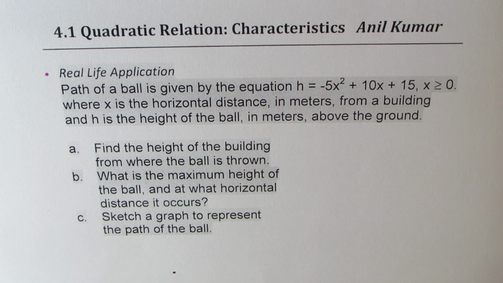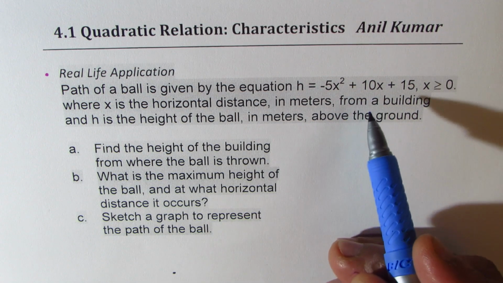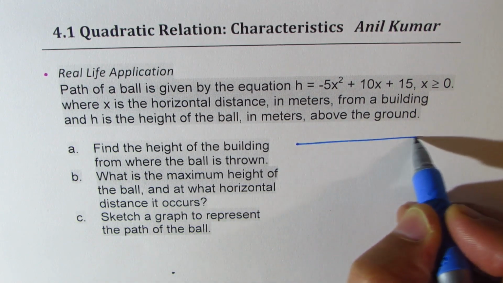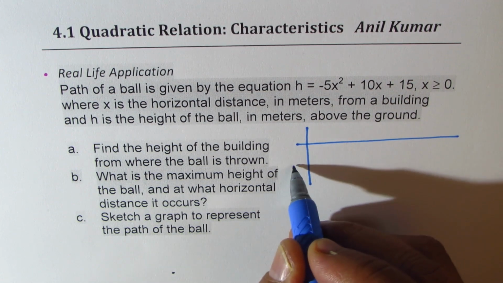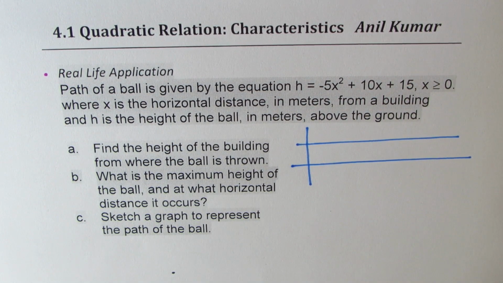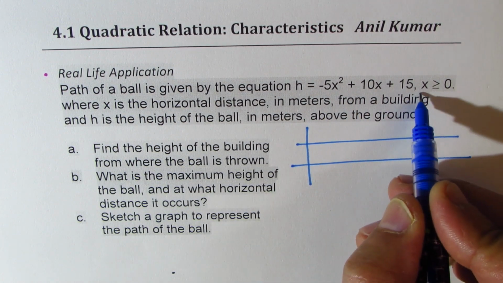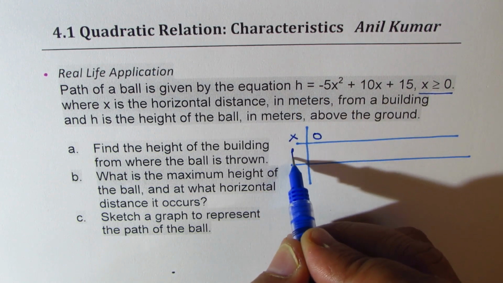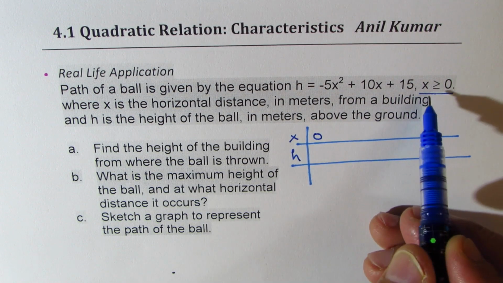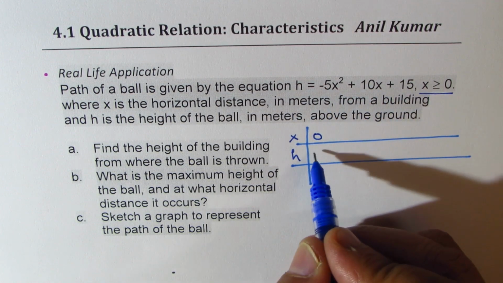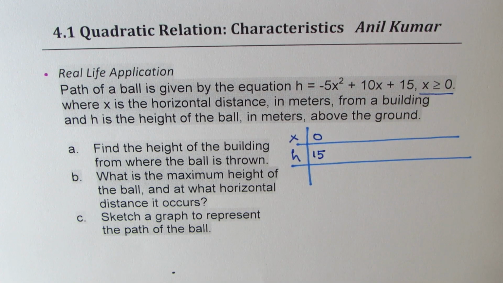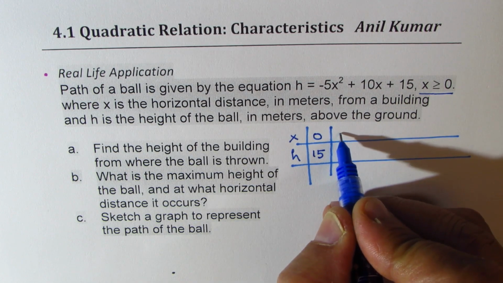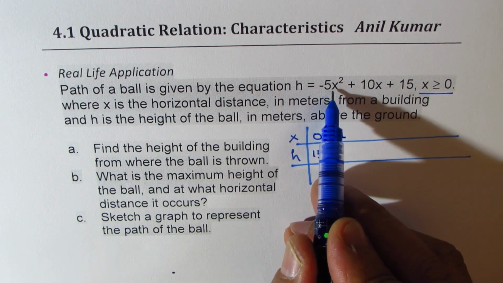Now we should actually begin from part C, that is to sketch the graph. We know the equation, so what you should do is take some x values and then calculate the value of y. Since x is greater than or equal to 0, we should start with x equals 0 itself and find the height. All are in meters. So if I substitute 0, I get 15. Now, for the next value, I can substitute, let's say, 1 for x.